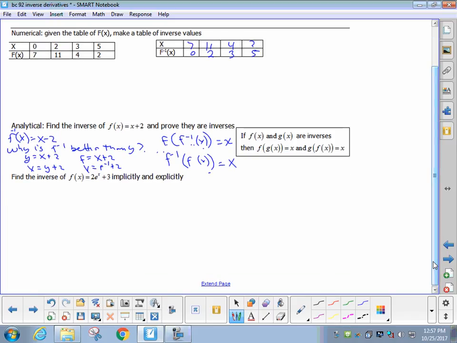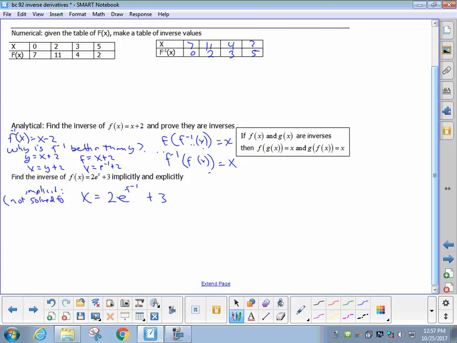Would you find the inverse of that function implicitly, please? That should take 2 seconds just to write. So, implicit. What is your inverse implicit? X equals 2 f inverse plus 3. Implicit means implied within, not clearly stated. Implied within, you do not have to solve. Okay? Implicit means not solved for.